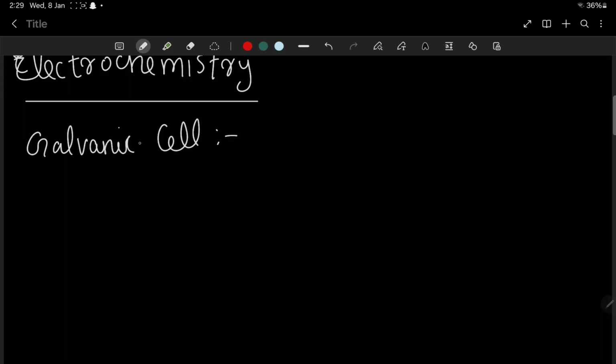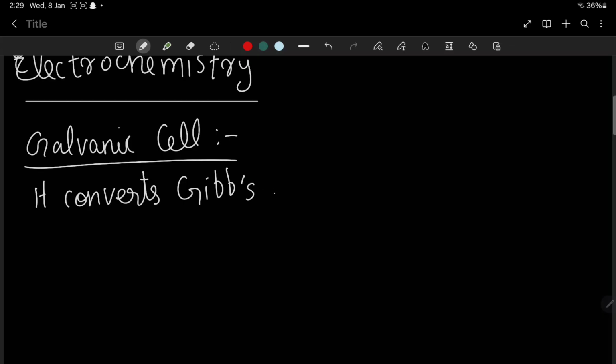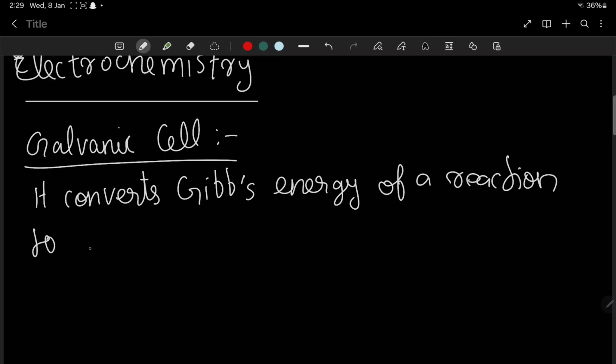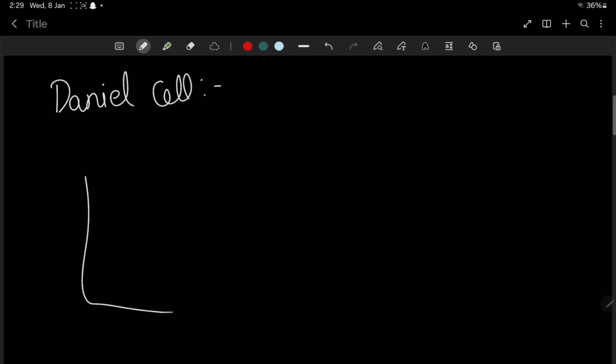It is telling us what a galvanic cell is. A cell which converts Gibbs energy of a reaction to electricity is called a galvanic cell. The simple example is the Daniell cell. Zn and Cu are used in the Daniell cell. For the Daniell cell we have 2 tumblers.